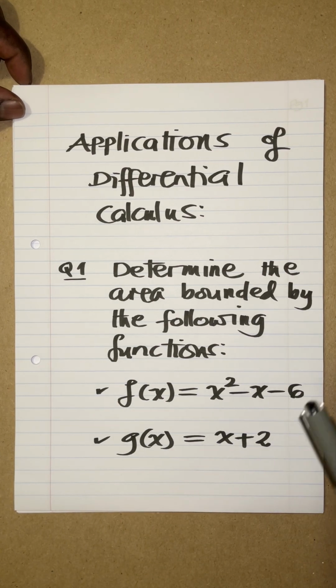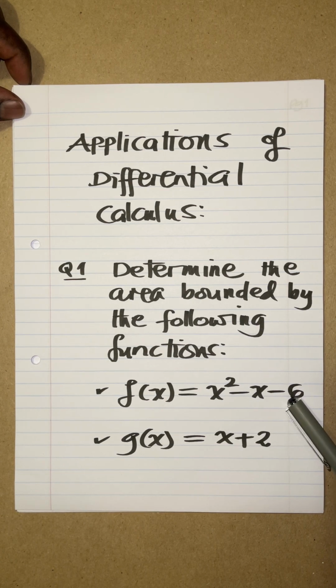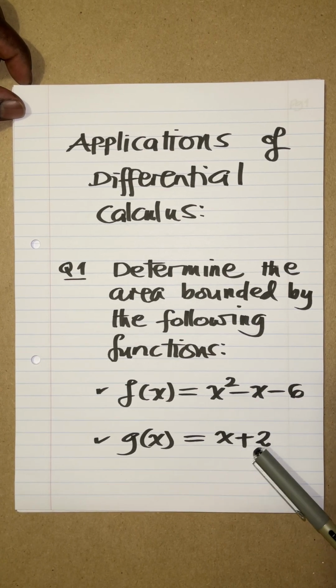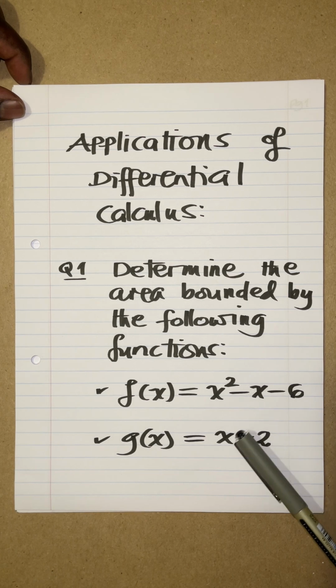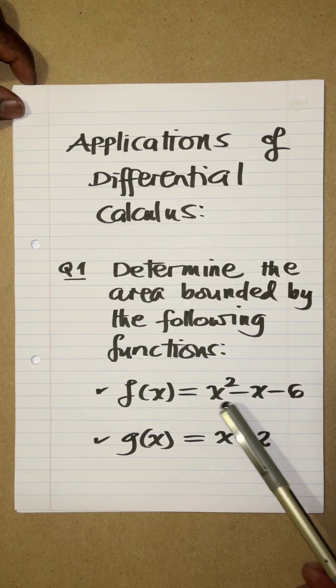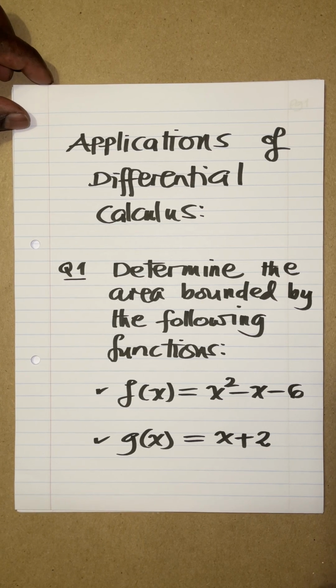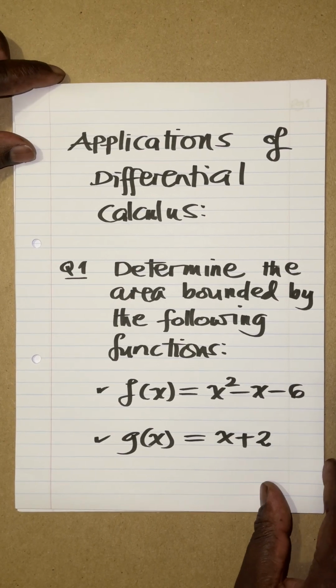It says determine the area bounded by the following functions, f of x equals x squared minus x minus 6 and g of x equals x plus 2. So we're supposed to determine area bounded by these two functions. So we have two problems here. The first one is we have to sketch these two functions, and the second one is we need to determine what we call limits of integration.